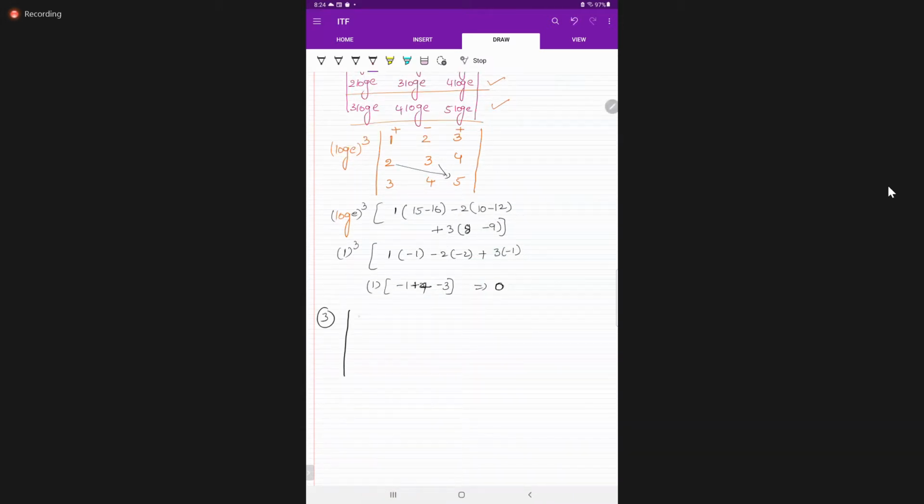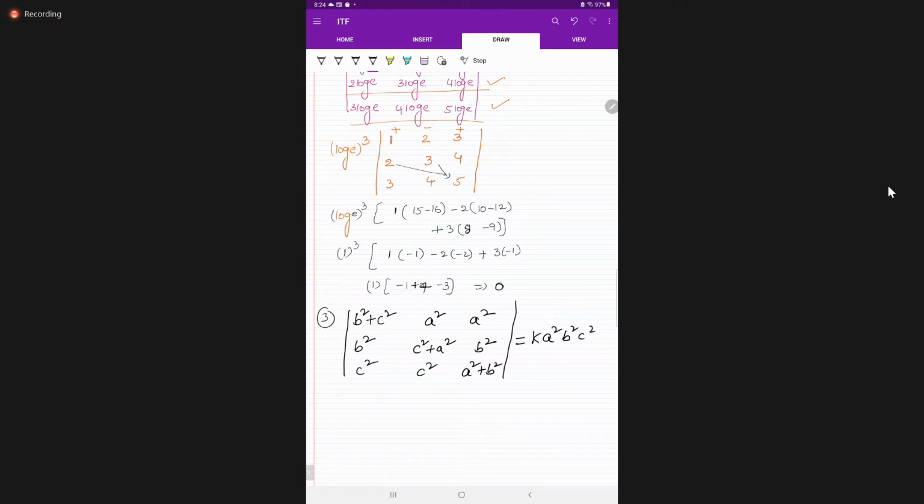Determinant of: b square plus c square, a square, a square; b square, c square plus a square, b square; c square, c square, a square plus b square, which is equal to k into a square, b square, c square.